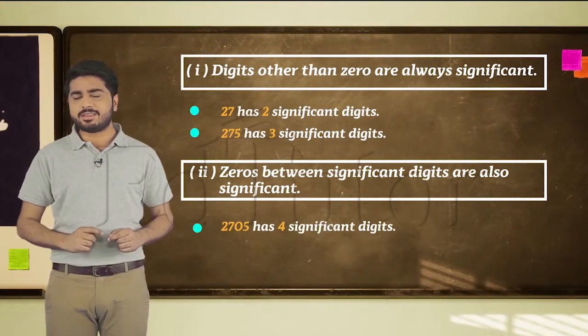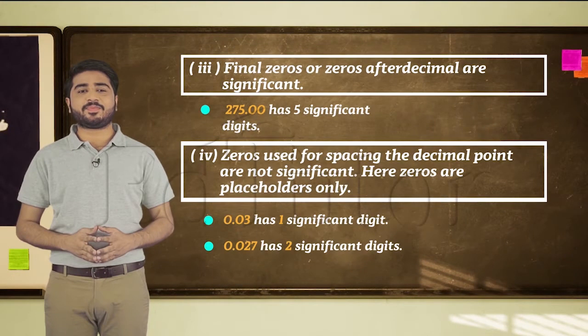Now friends, let's understand these rules for significant figures with the help of an example. In this example, you have to find the number of significant figures and also express these values in scientific notation form. So, the trick here is remember the rules.